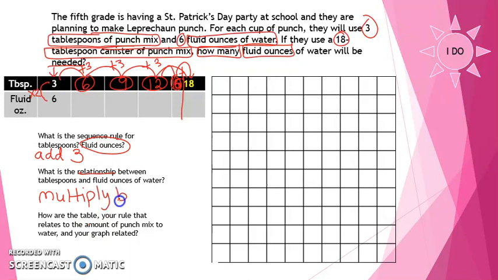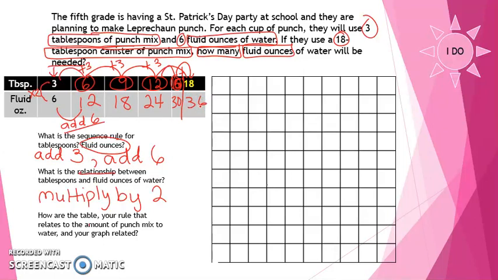Multiply by 2. Well, if I continue that relationship, if I multiply 6 tablespoons by 2 fluid ounces, I know I'm going to get 12. And what is the difference between 6 and 12? We can add 6. So for our sequence rule, we're going to have add 6. That's going to be our sequence rule. And if we keep going with that rule, we will have 18, 24, and 30 for our little column I left out, and 36.